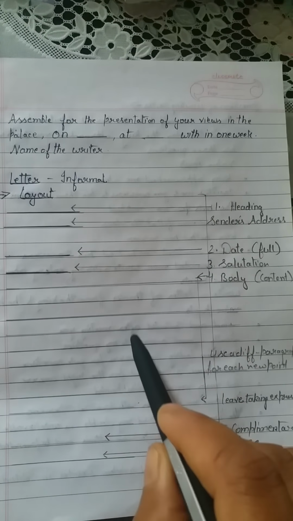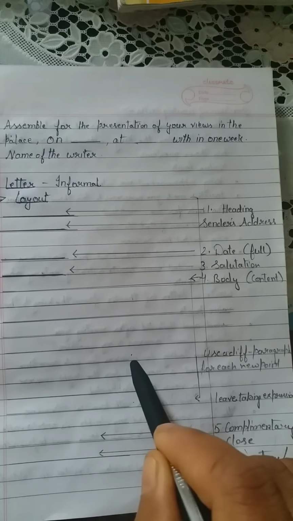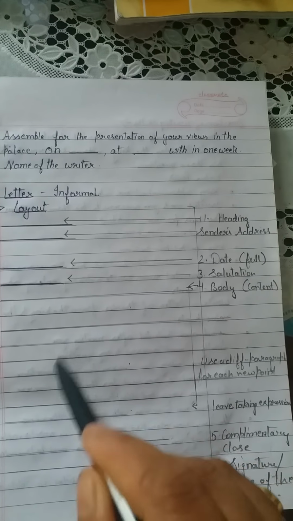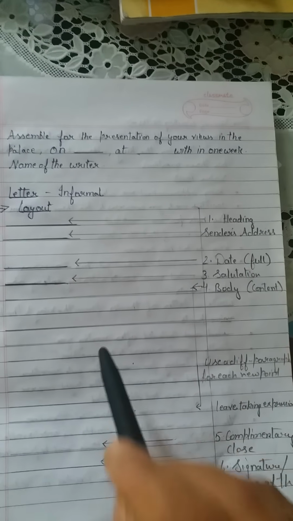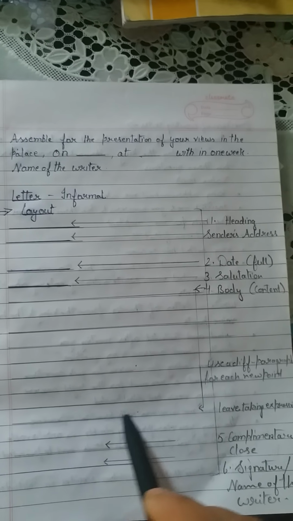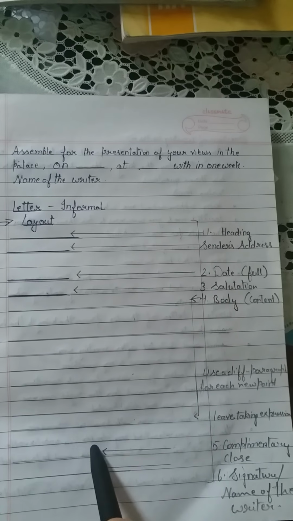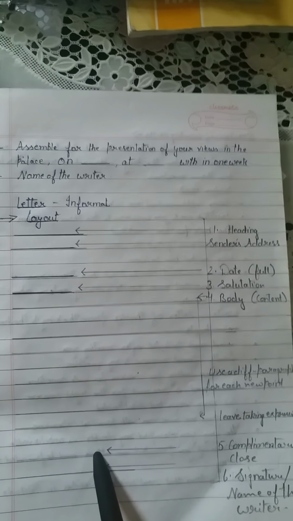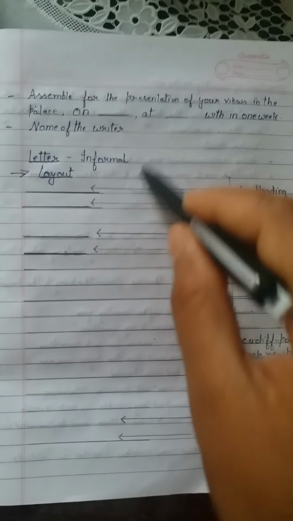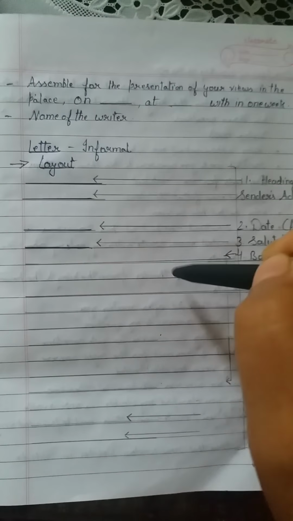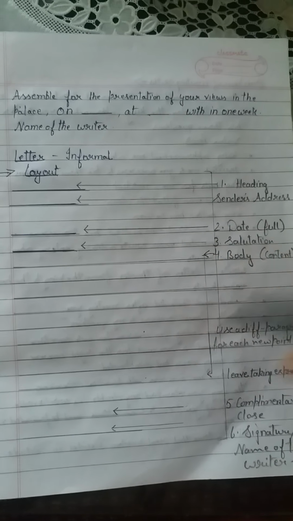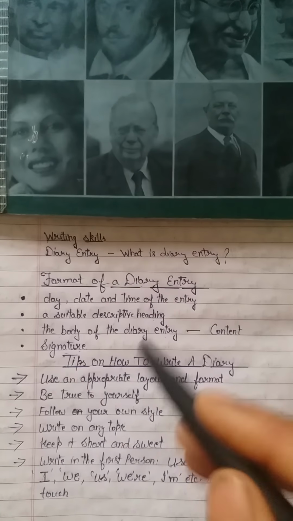When we are writing in paragraphs, every paragraph should have a different point. For example, use different paragraphs for any new point. Then after we write our paragraphs, our content, we write a leave taking expression. And then after the leave taking expression, the complimentary close. And last, the name of the writer. So this is all about the layout of an informal letter, because we have some questions on letters also from the chapter. Now, the format of the diary entry.